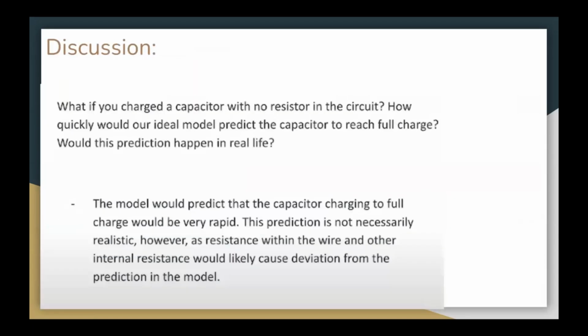To answer the discussion question, what if you charged a capacitor with no resistor in the circuit? How quickly would our ideal model predict the capacitor to reach full charge? Would this prediction happen in real life? The model would predict that the capacitor charging to full charge would be very rapid. The prediction is not necessarily realistic, however, as resistance within the wire and other internal resistance would likely cause deviation from the prediction in the model.